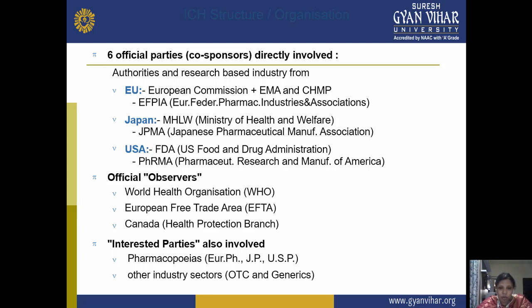Next is interested parties also involved. So the parties which are there in this structure and organization. These interested parties involve pharmacopoeias, that is European Pharmacopoeia, Japanese Pharmacopoeia, USP. All these pharmacopoeias are involved, and other industry sectors like OTC and generics are involved in the ICH structure and organization. So here you can see that all the three countries are totally involved with a specific association in the structure and organization of ICH.